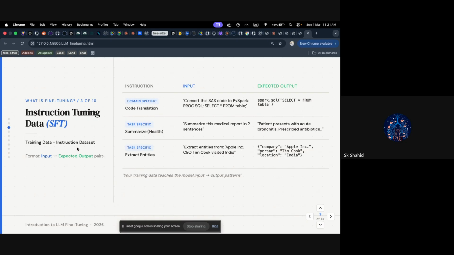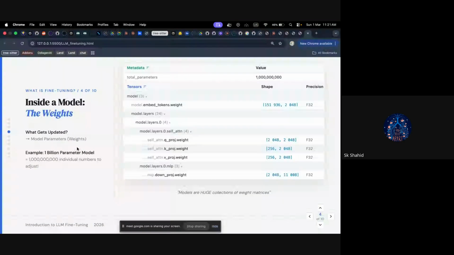Okay, now moving forward, we know what exactly we are doing in fine tuning. We know that we are updating the weights. We know how the data should look like: an instruction, input, and output. Now we need to see what the architecture or the layers inside the models look like exactly, what the weights really look like, and what sort of weights and layers we have.